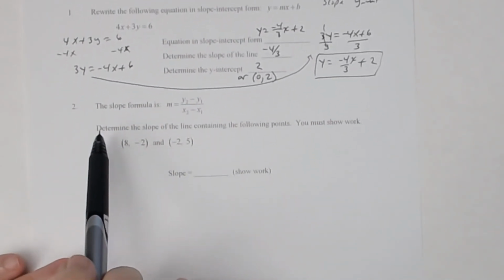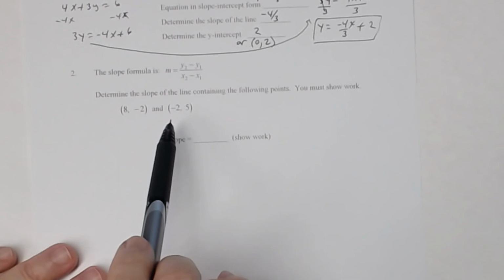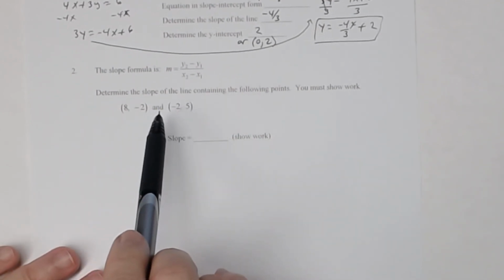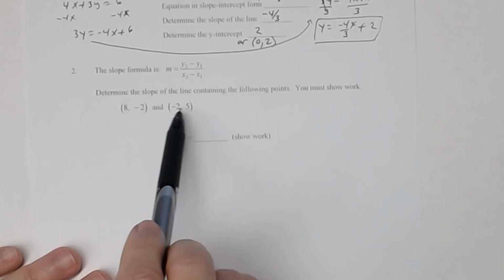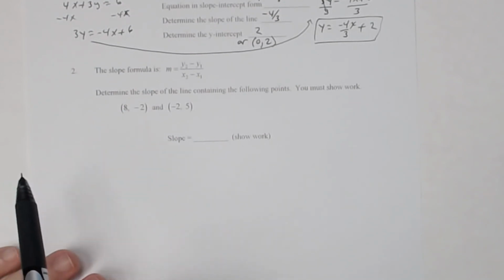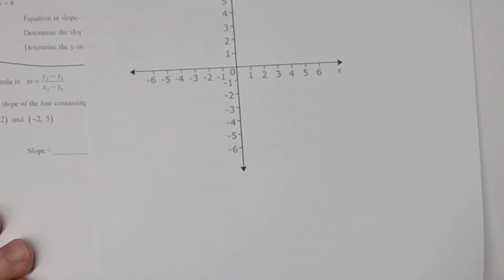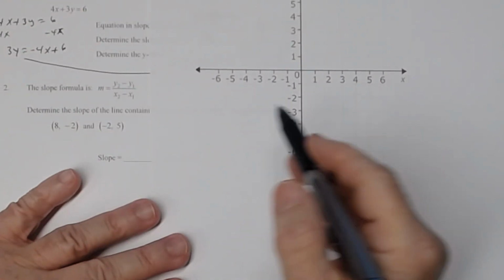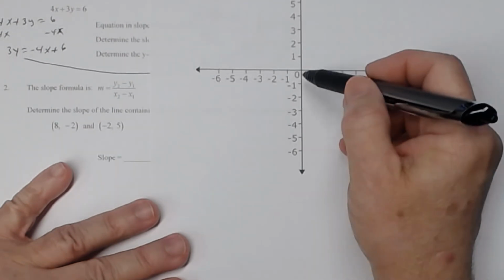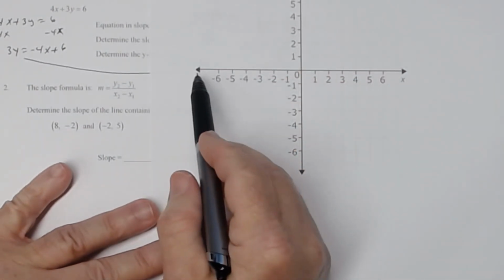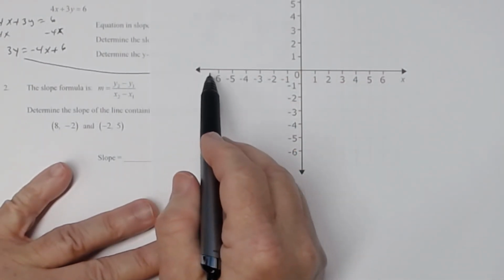Okay, now number 2, you wanted to find the slope of the line containing those 2 points. All right, so basically, if you look at it in terms of a coordinate plane, if you look at that line, you have (8, -2), and I don't have enough room here, so I'm going to have to estimate.